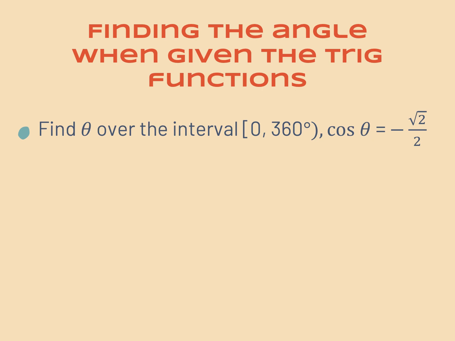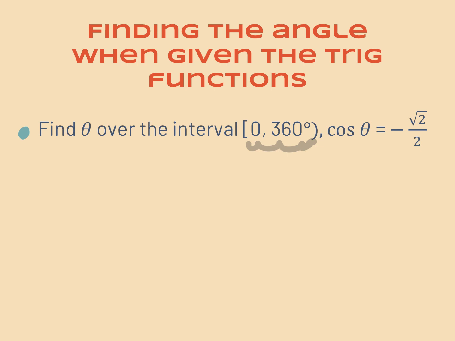Okay, so when you're finding the angle given the trig function, we're still using special right triangles. However, notice the restriction here. I only want answers that are between 0, including 0, because it's got a bracket, up to 360. You should not be giving me any answers 360 or greater. 360 is the cutoff. Notice the parenthesis around it, meaning you cannot list 360 as an answer. So let's go ahead and see what we need to do here.